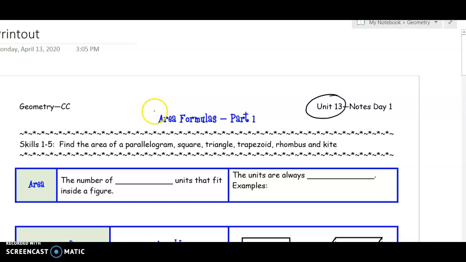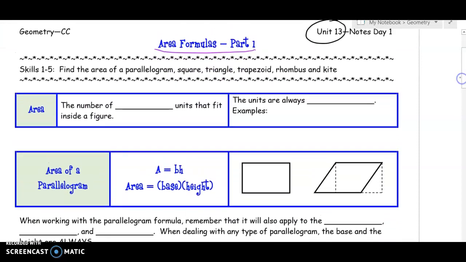If you can print out these note sheets and worksheets, great. If not, you can do these notes on your own paper. This whole unit is going to deal with area at the beginning, and then we'll get into surface area and volume. So let's go ahead and get started.